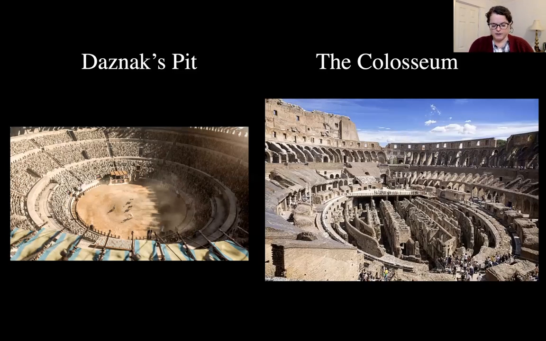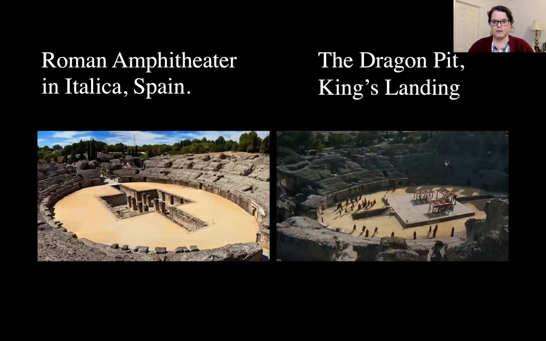And the dragon pits of King's Landing were filmed in a Roman amphitheater in the ancient city of Italica, which is incidentally the birthplace of Trajan and Hadrian, which is located about 5 miles north of modern Seville in Spain. And you can see in those two images that it's the same sort of amphitheater.